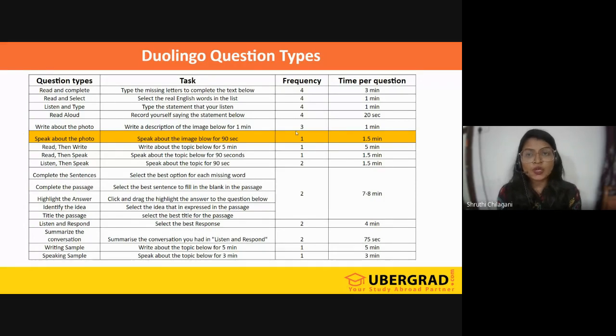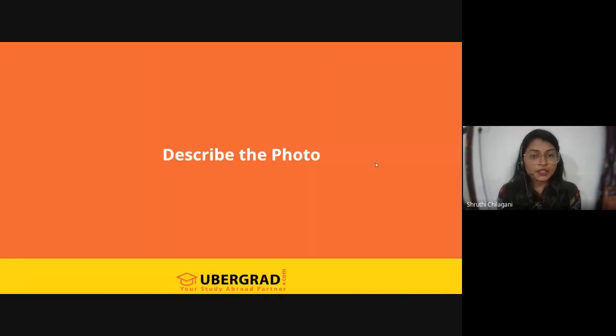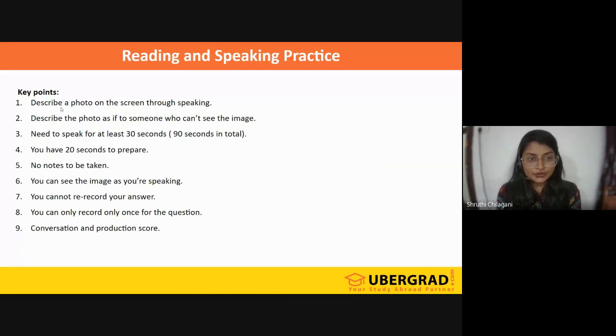Okay, you will be given this question once in the examination, and you will be given 90 seconds to solve this. Let's dig a little bit deeper. The question is called describe the photo. Some of the important points: you have to describe the photo on the screen. How are you going to describe? Through speaking, because this is a complete speaking intensive task. Describe the photo as if you are explaining it to a person who can't see the image. And as I told you, you will be given 1.5 minutes, which is 90 seconds overall.